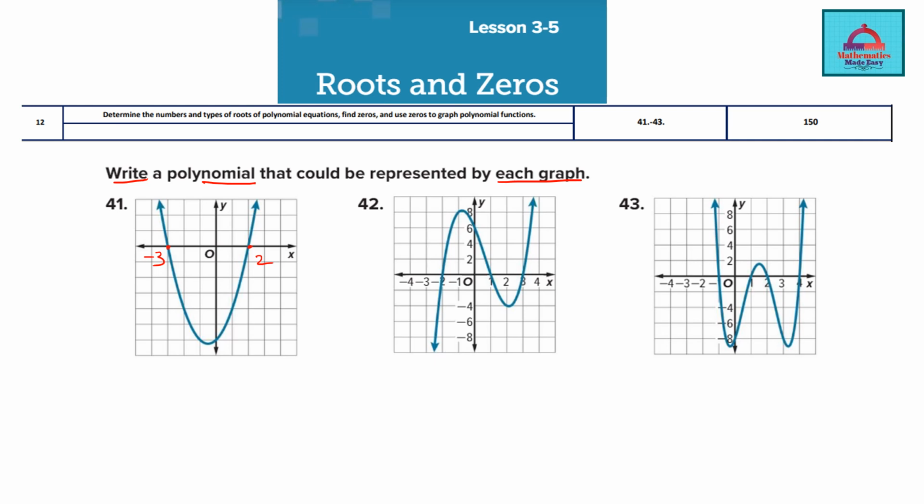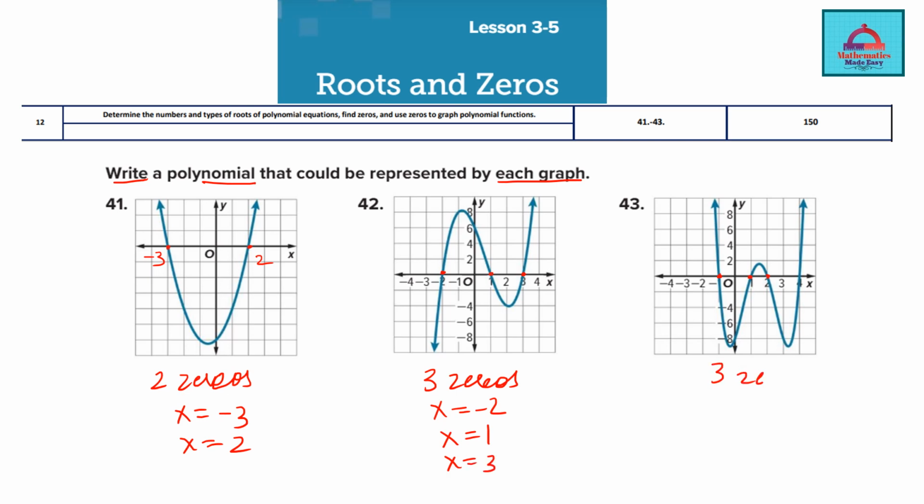So similarly, look at the next graph. This is minus 2, this is plus 1, this is plus 3. This is minus 1, 1 and 2. So you have two zeros, x equal to minus 3, x equal to 2 here, three zeros, so it will be a cubic, x equal to minus 2, x equal to 1, x equal to 3, three zeros again, x equal to minus 1, x equal to plus 1, x equal to 2. So we are going to use this information now to do the graph and to write the equation.